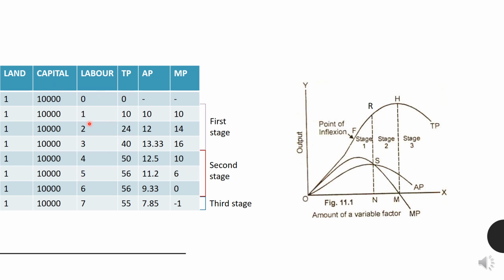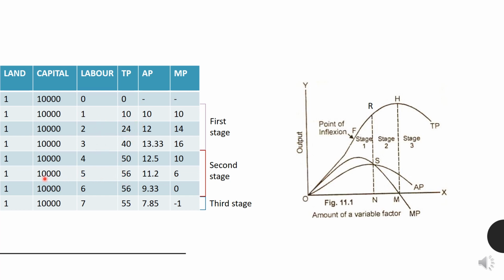As the number of laborers increases, the production level also increases, that is 10 units, 24 units, 40 units, 50 units, 56 units, and again it remains the same at 56 and then it starts decreasing. So here the question arises, why is it increasing and then starting to decrease? As the number of laborers increases, you can observe that when 1 unit of labor is employed, production is 10 units. As you increase the laborers, the maximum production is 56.